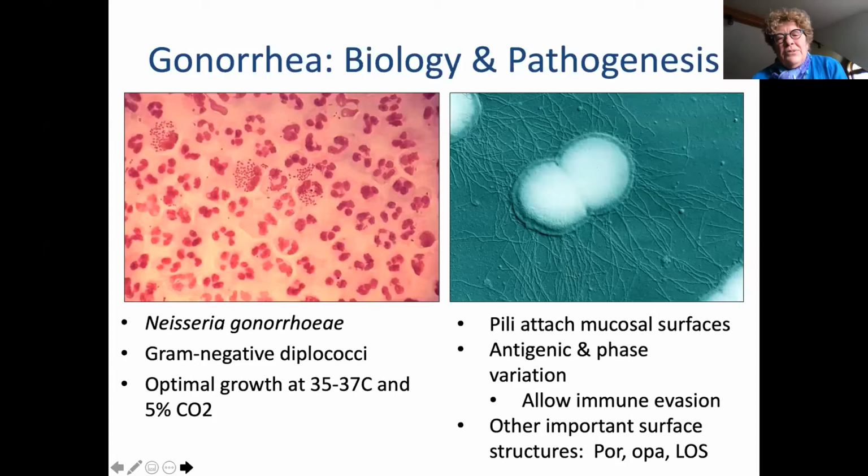And I think just to remind people too that one of the things that makes gonorrhea the wily bacteria that it is, is that it has these pili that attach to mucosal surfaces, and those pili can go through variation which allows immune evasion, particularly of the complement system. But they also provide outer membrane surfaces that we're trying to target for vaccines.